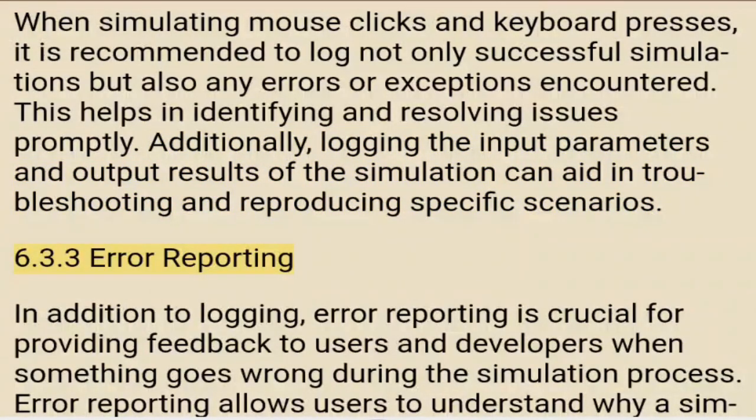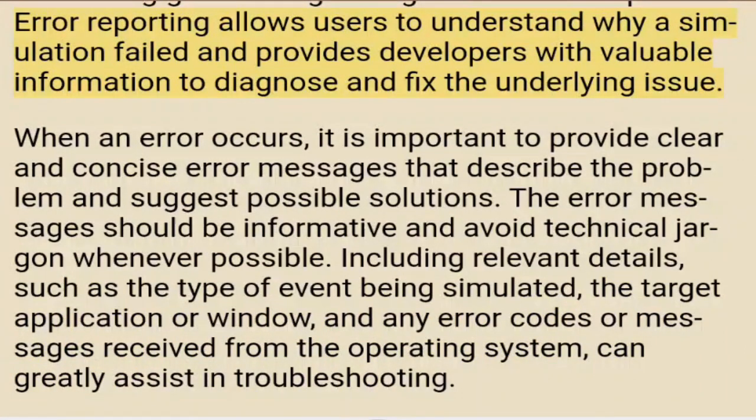6.3.3 Error reporting. In addition to logging, error reporting is crucial for providing feedback to users and developers when something goes wrong during the simulation process. Error reporting allows users to understand why a simulation failed and provides developers with valuable information to diagnose and fix the underlying issue. When an error occurs, it is important to provide clear and concise error messages that describe the problem and suggest possible solutions. The error messages should be informative and avoid technical jargon whenever possible. Including relevant details, such as the type of event being simulated, the target application or window, and any error codes or messages received from the operating system, can greatly assist in troubleshooting.